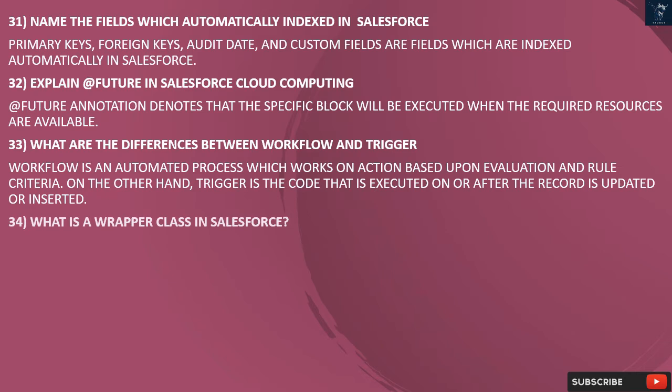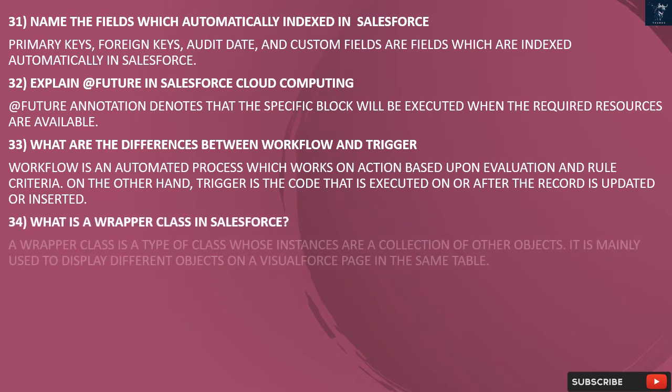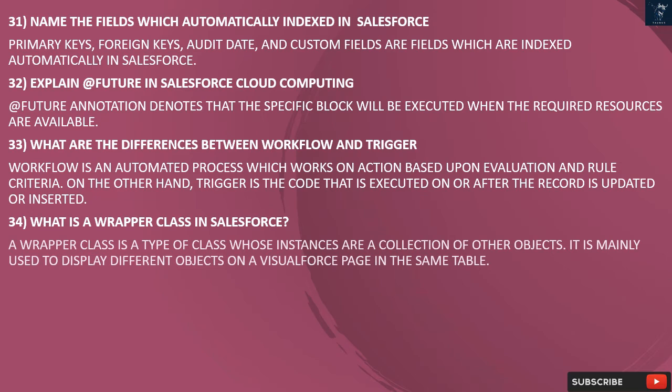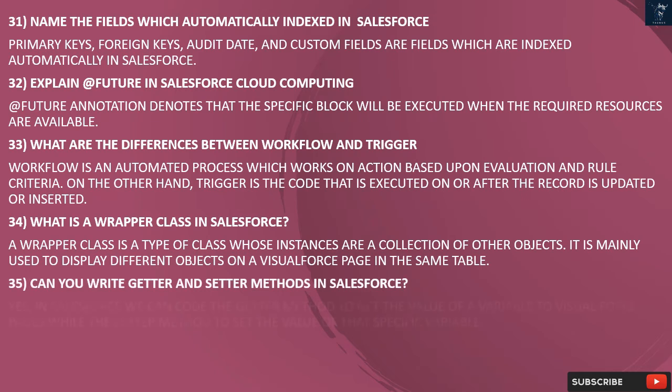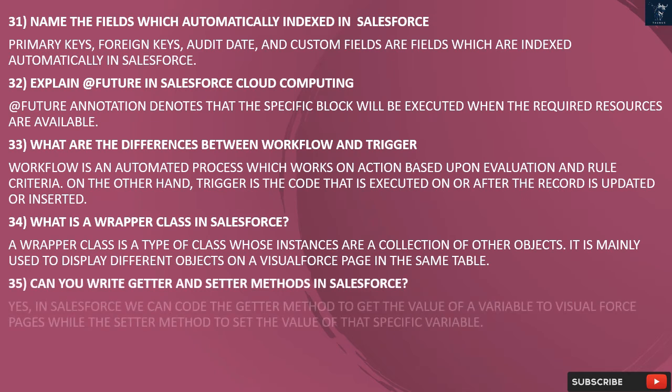34. What is a wrapper class in Salesforce? A wrapper class is a type of class whose instances are a collection of other objects. It is mainly used to display different objects on a Visualforce page in the same table. 35. Can you write getter and setter methods in Salesforce? Yes. In Salesforce, we can code the getter method to get the value of a variable to Visualforce pages, while the setter method sets the value of that specific variable.